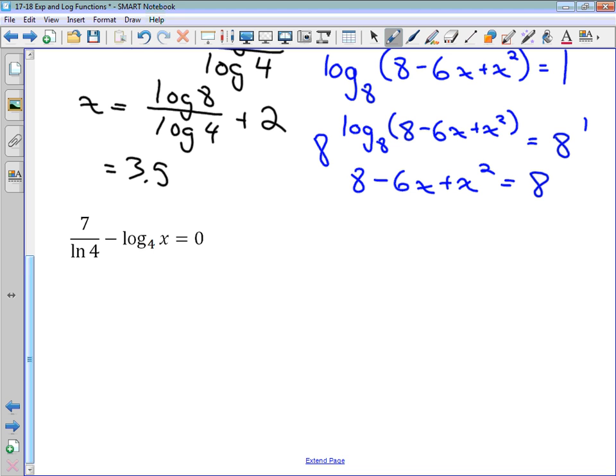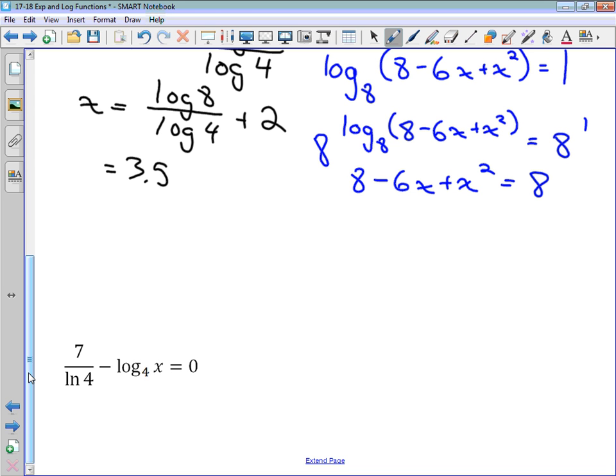Now, how would you solve this thing? We've gotten rid of all of the logarithm stuff. What do you think here, Avery? Would you just solve for x? You would put 8 on the other side. Yep, you would.